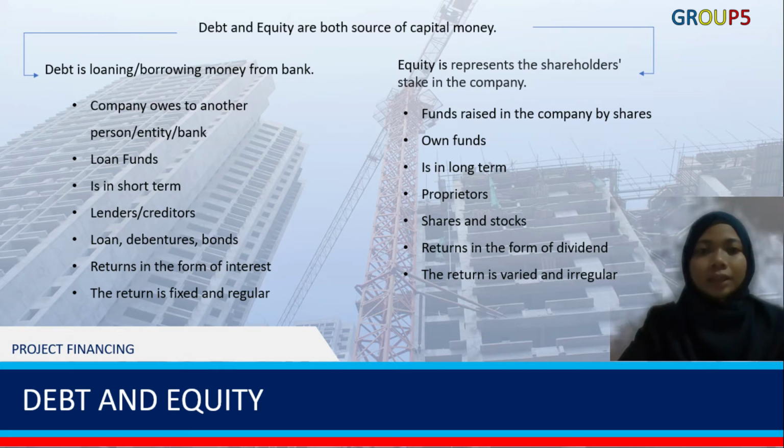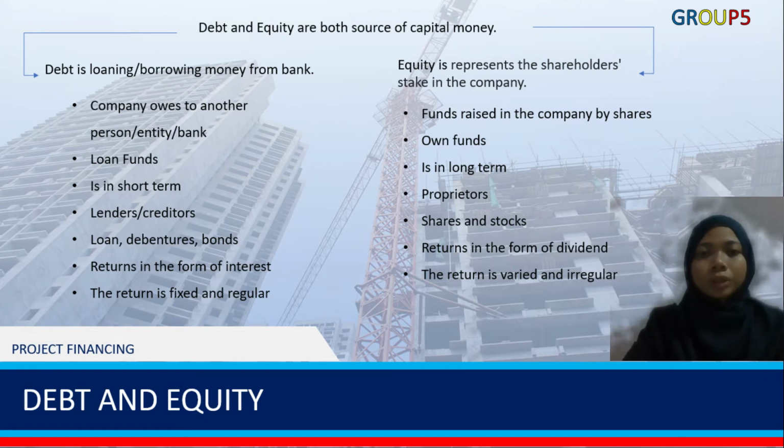The fourth one is the bank, which in this case is called lenders or creditors. And then the fifth one, the terms used for this debt are loan, debentures, and bonds. Okay. The sixth one is returns in the form of interest. It's called interest, where we have to pay more than what we borrowed. And the return is fixed and regular in the contract.